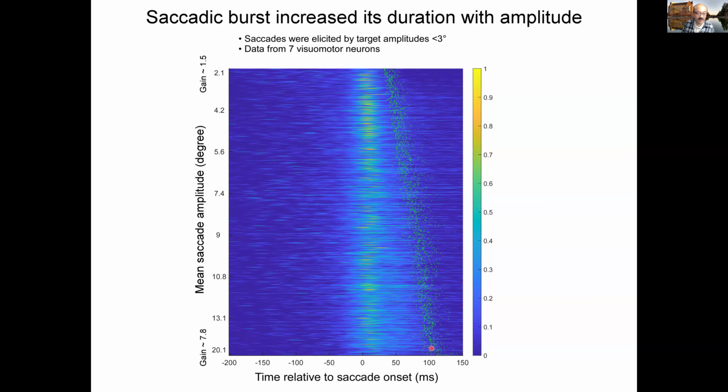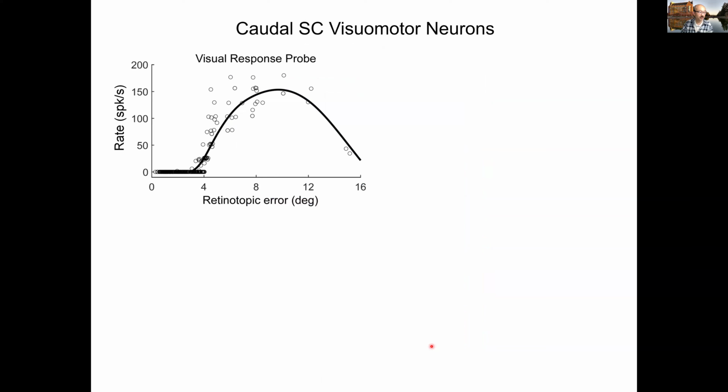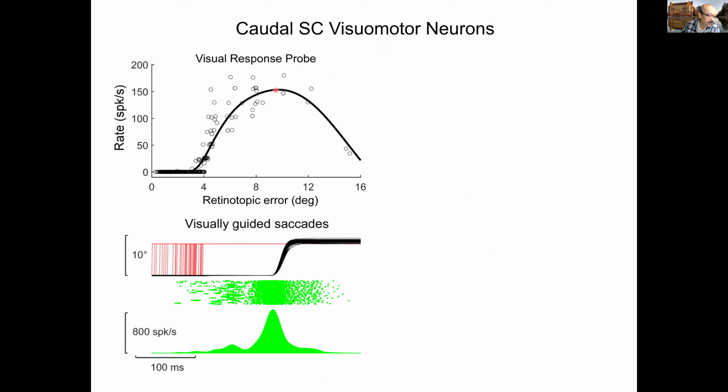And that's basically confirmed that the increase in the duration of the burst is related to the increase in the saccade duration. So now let's go to the caudal neuron. In the caudal neuron, as you expect, during the visual response probe, it's about 10 degrees at the peak. So here we presented an 8 degree target step.